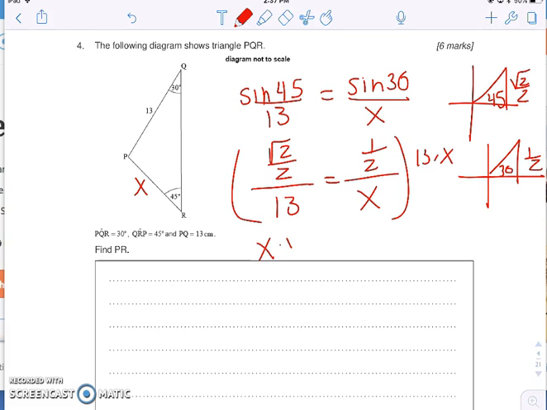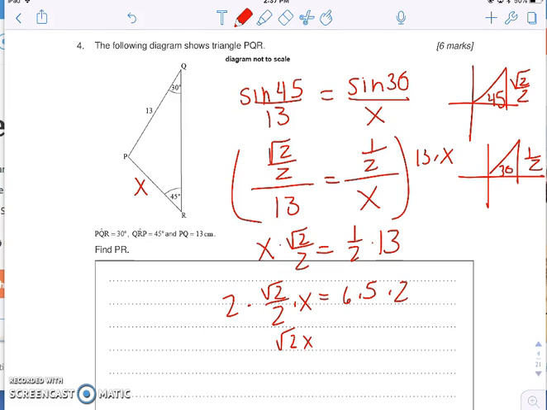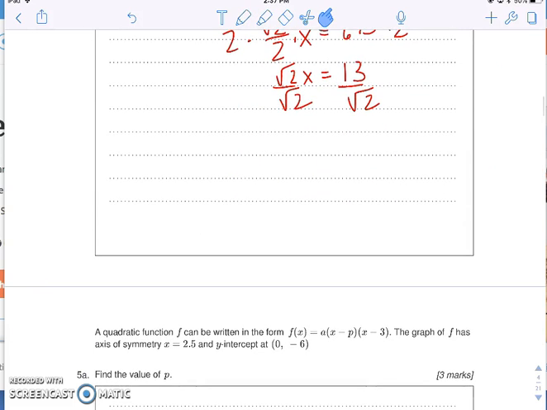So x times root 2 over 2 equals half times 13. So root 2 over 2 times x equals 6.5. Solve for x, so times 2 times 2. So root 2 x equals 13. Divide by root 2. So we have x equals 13 over root 2.